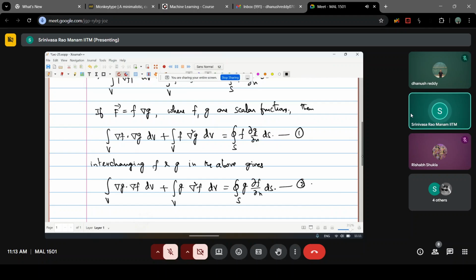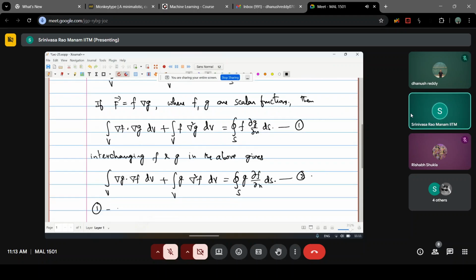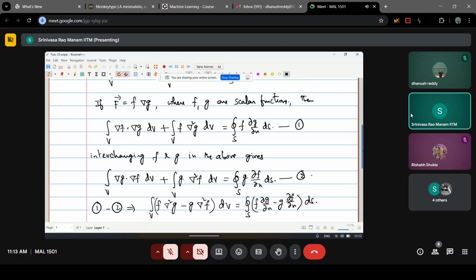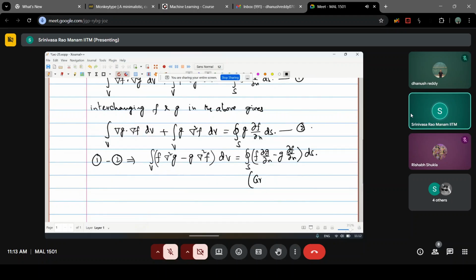So 1 minus 2 gives what? The first term is the same in both equations, so what you have is, over V, f del squared g minus g del squared f dV, equal to the integral over S of f dou g by dou n minus g dou f by dou n dS. This is your Green's second identity.